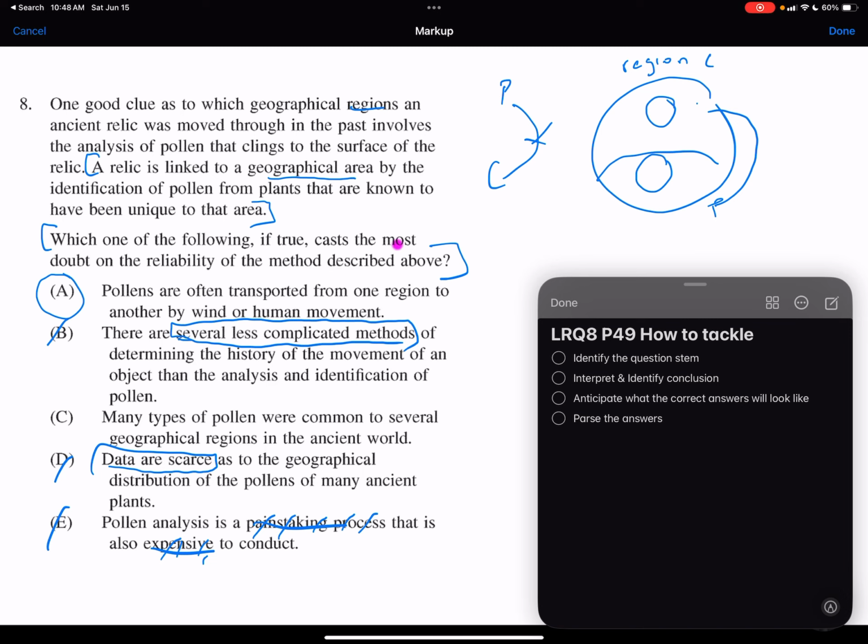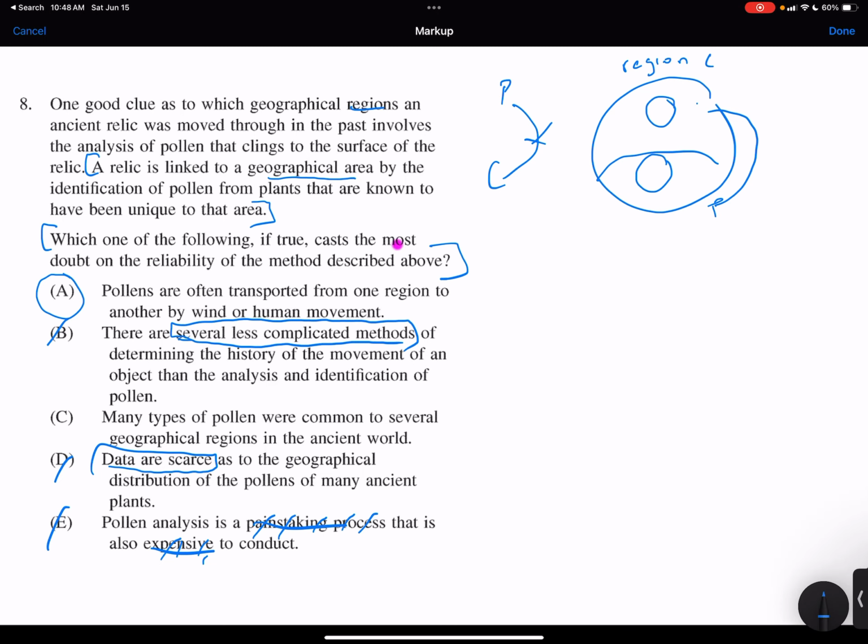Now, the last one we're left with is C. Many types of pollen were common to several geographical regions in the ancient world. And what this is trying to do is trick you, because it doesn't matter that many types of pollen were common to several geographical regions in the ancient world, because the claim being made is that the relic is linked to the geographical area by the identification of pollen from plants that are known to have been unique to the area.